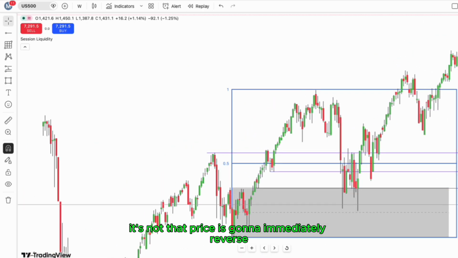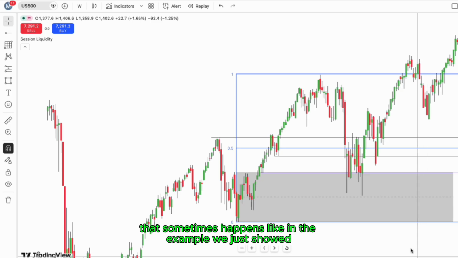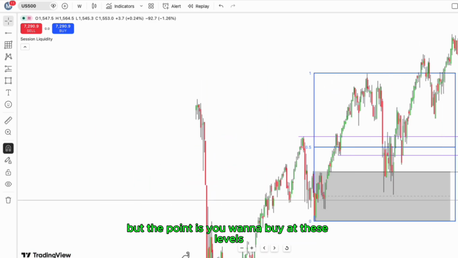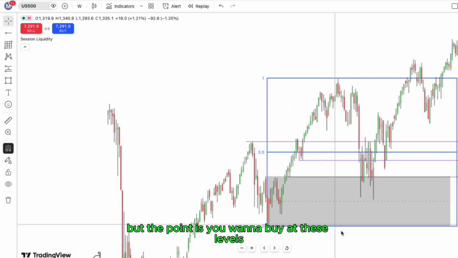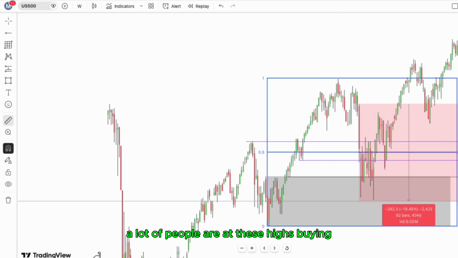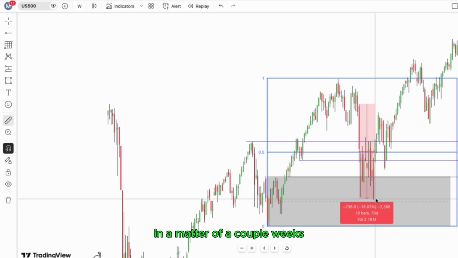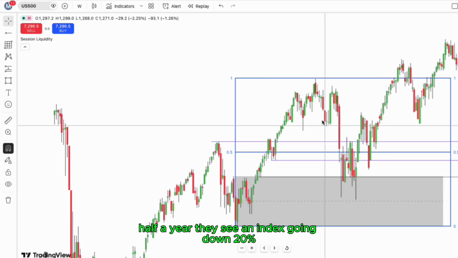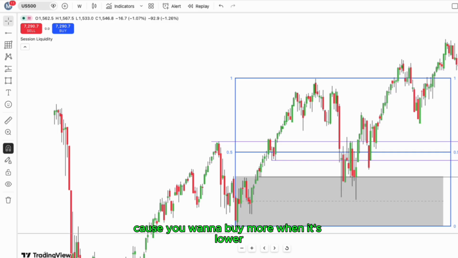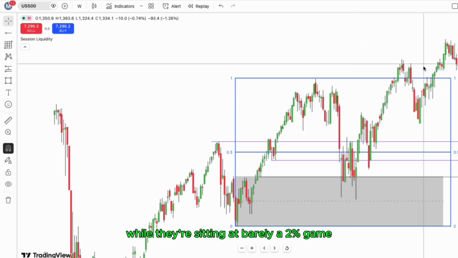The whole point is that it's not that price is going to immediately reverse after touching each of these levels. That sometimes happens, like in the example we just showed. But the point is you want to buy at these levels because a lot of people are buying here. A lot of people are at these highs buying, and then they see their index going down 18% in a matter of a couple weeks, half a year. They see an index going down 20%. But you want to be a smart investor because you want to buy more when it's lower, so that when it goes higher, you make more while they're sitting at barely a 2% gain.